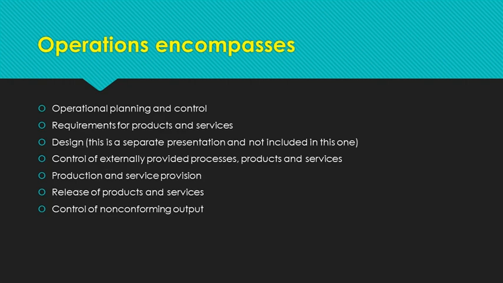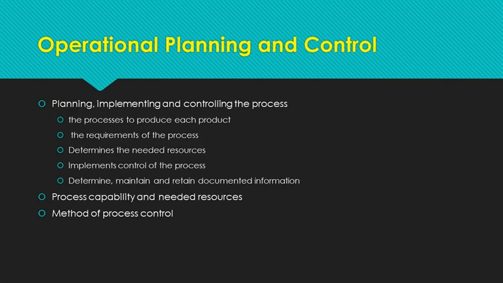The operations section of the ISO 9001-2015 standard is directly related to the production of product or services. The sections or elements of this section of the standard are: operational planning and control, requirements for products and services, design, which is not included, control of externally provided processes, products, and services, production and service provision, release of product and services, control of non-conforming output.